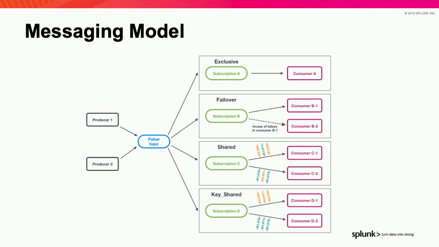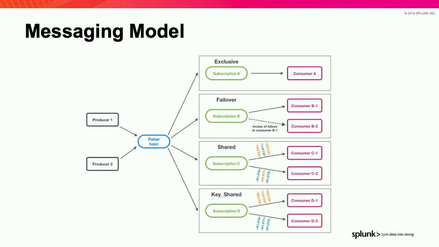For example, you can use exclusive, which means that only one consumer is allowed to consume. You can use failover, which means that you have one active and multiple standby consumers that will take over in case the first one is disconnected. And a bit fancier one is the shared subscription.